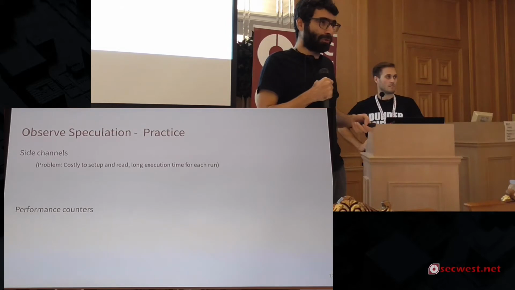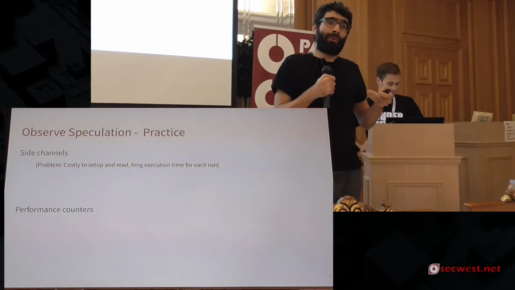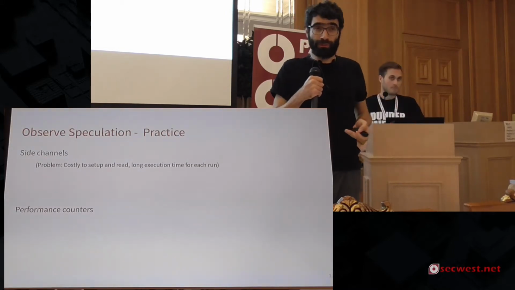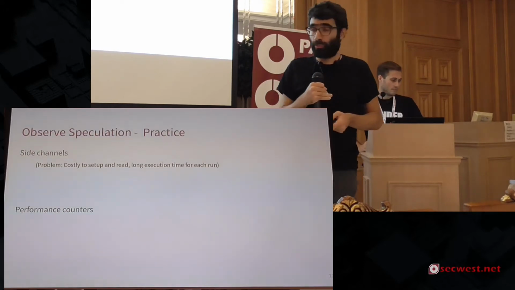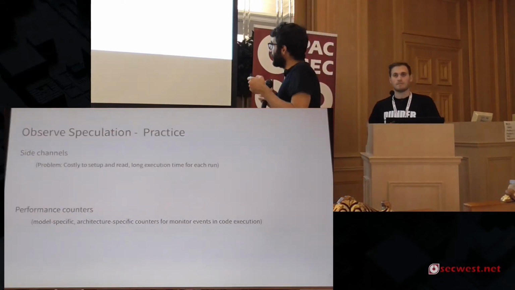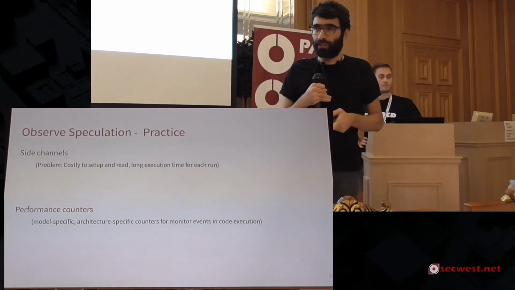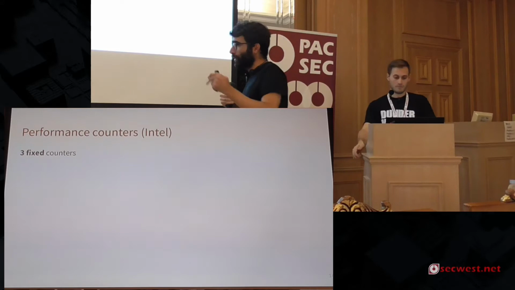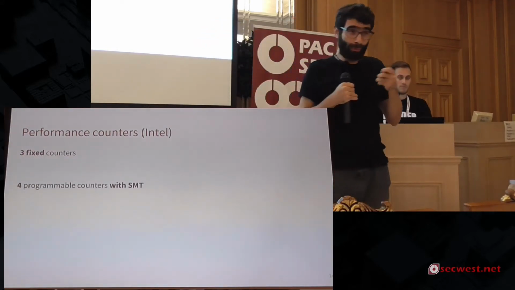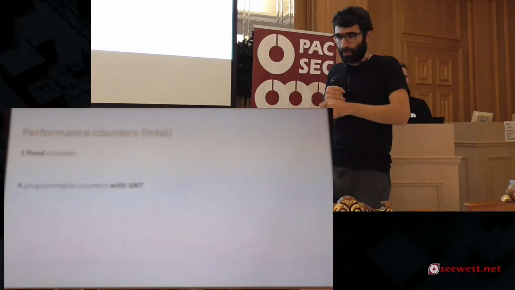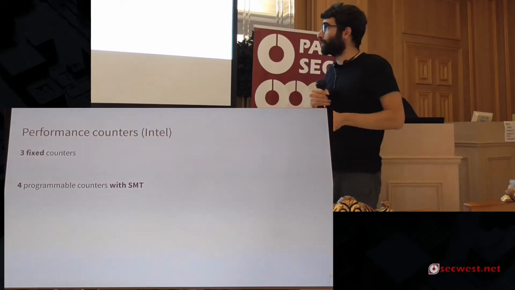The other alternative is performance counters. Performance counters are nice features of many modern CPUs, but have been implemented mostly for performance reasons, in order to understand what's happening at the microarchitectural level to debug performance problems. These will monitor execution very precisely and give us some nice information. For instance, on Intel, we have 3 fixed counters that give us some generic information, and there are some programmable counters that we can specify to know more detailed information about the execution.